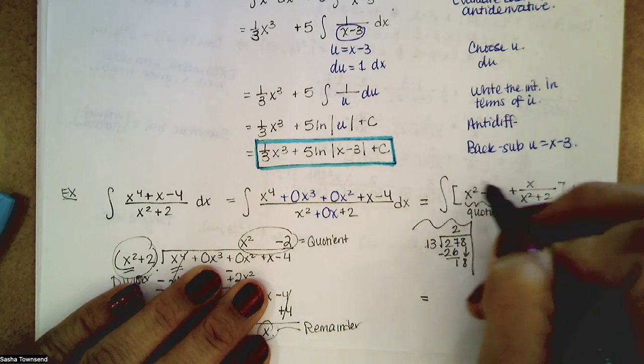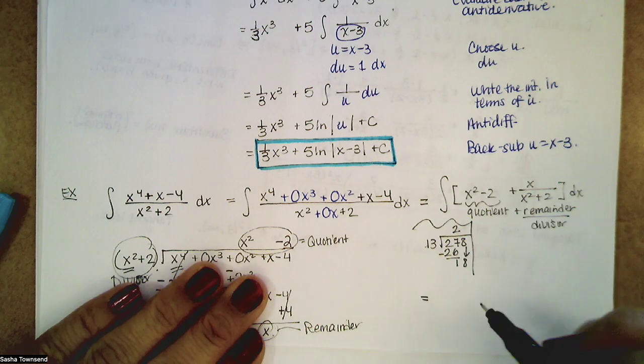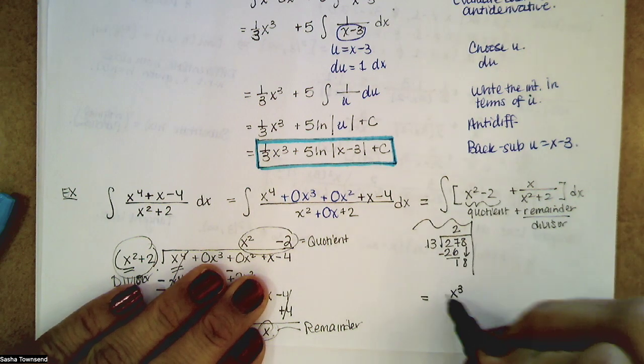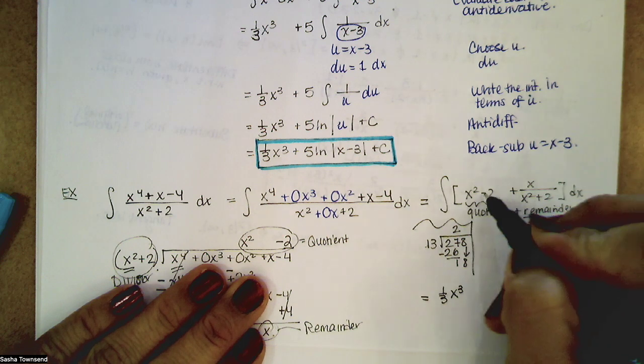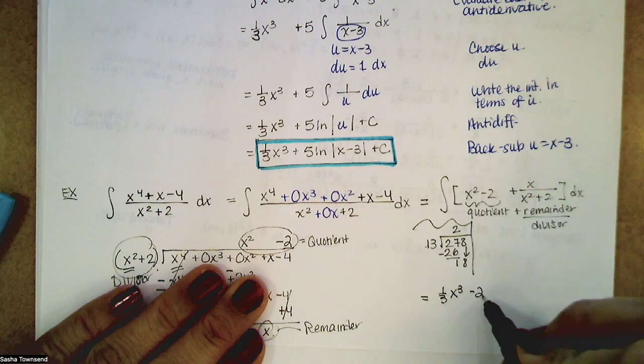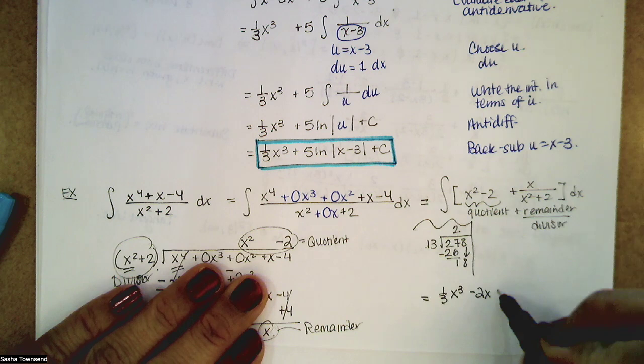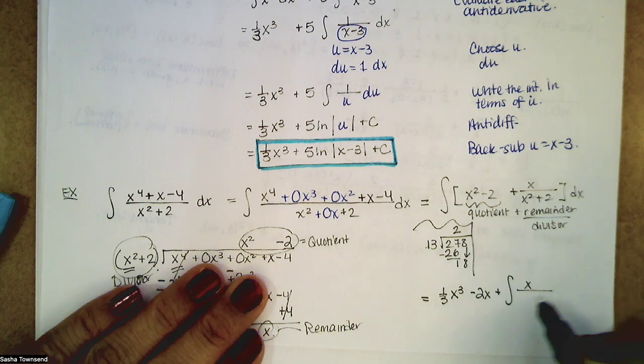Okay, so the antiderivative of this piece can be found using basic rules. So we add 1 to the exponent and divide by the new exponent. The antiderivative of a constant with respect to x is just that constant times x. And this requires u-substitution. So I'm just going to rewrite that integral.